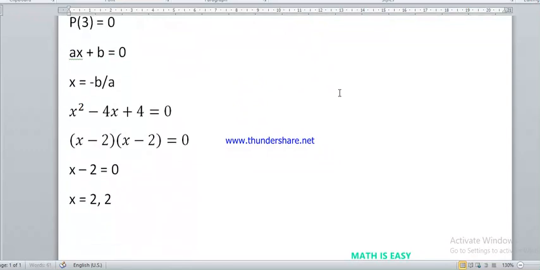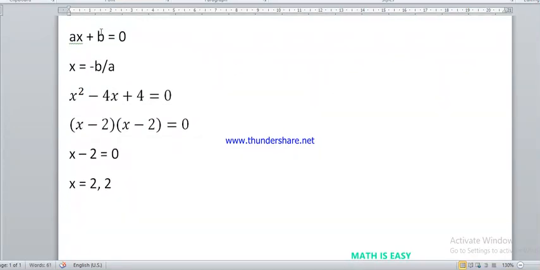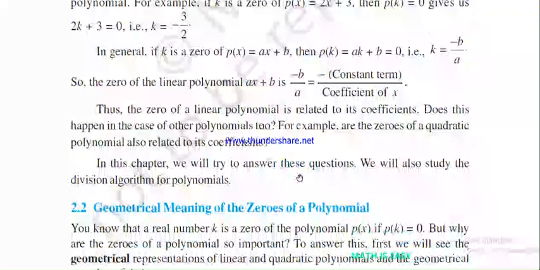Okay. Now when I say linear polynomial ax plus b equals 0, if I want to find the x value, x equals minus b by a. This is the solution of a linear polynomial. Okay. So these are the things we have.